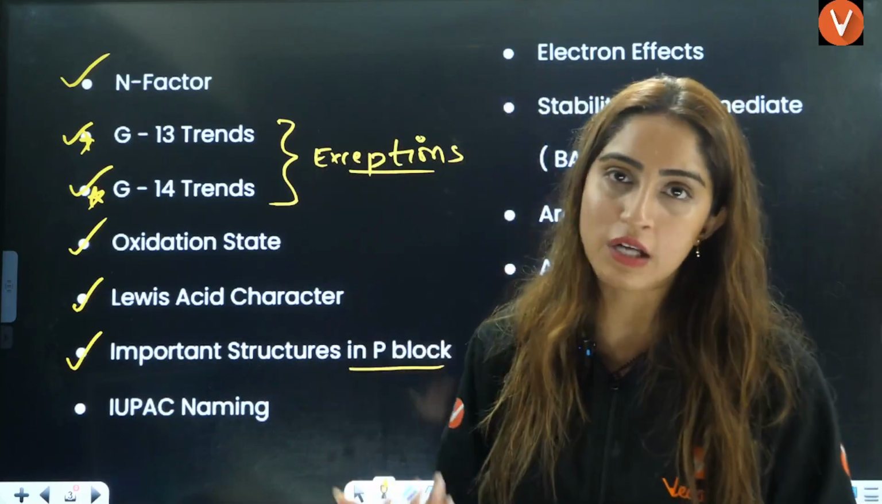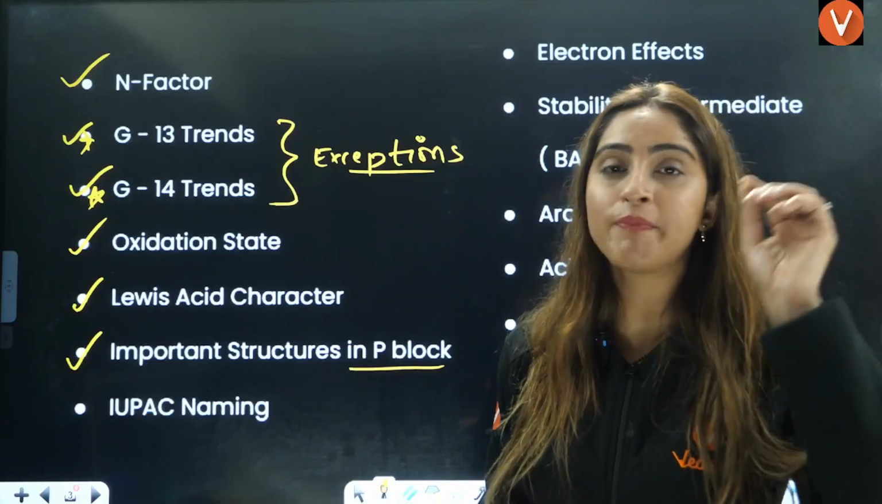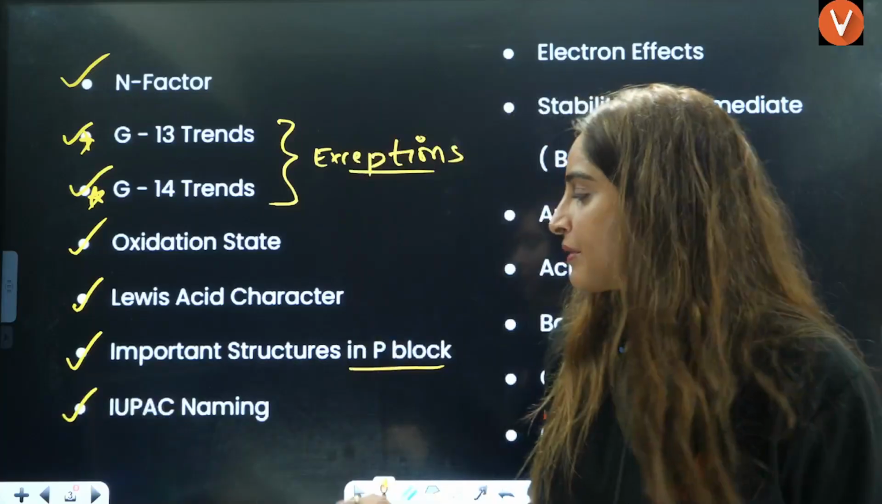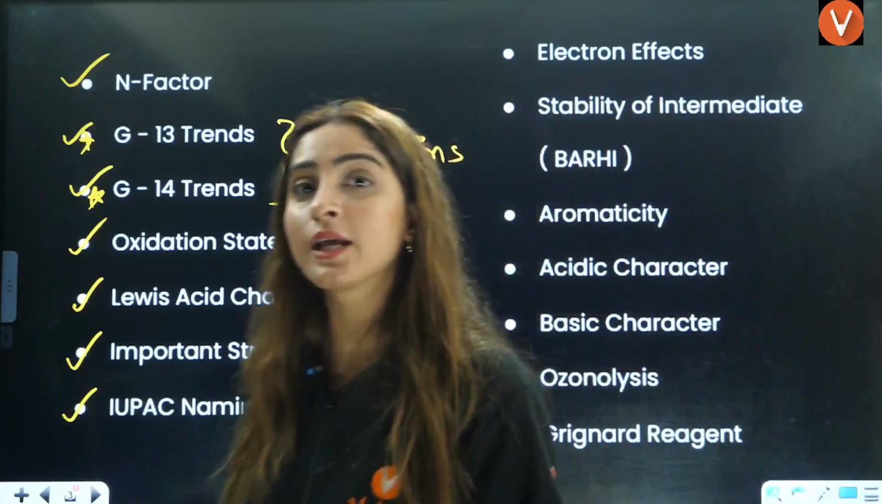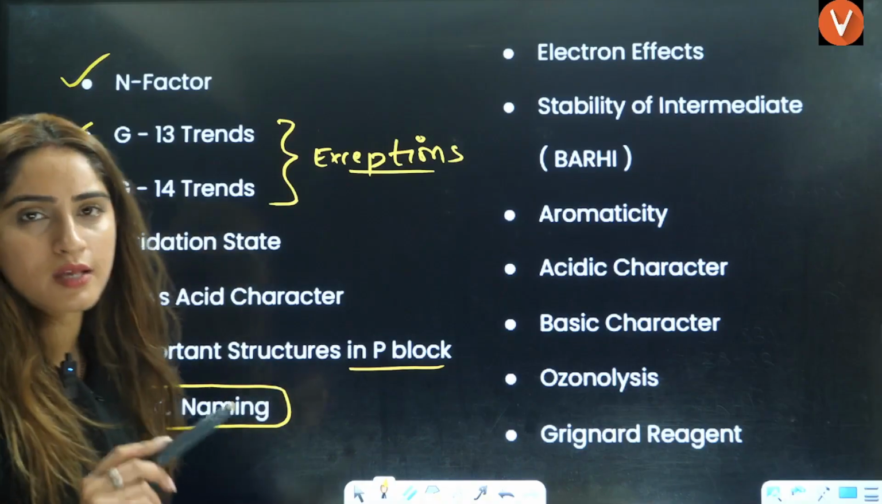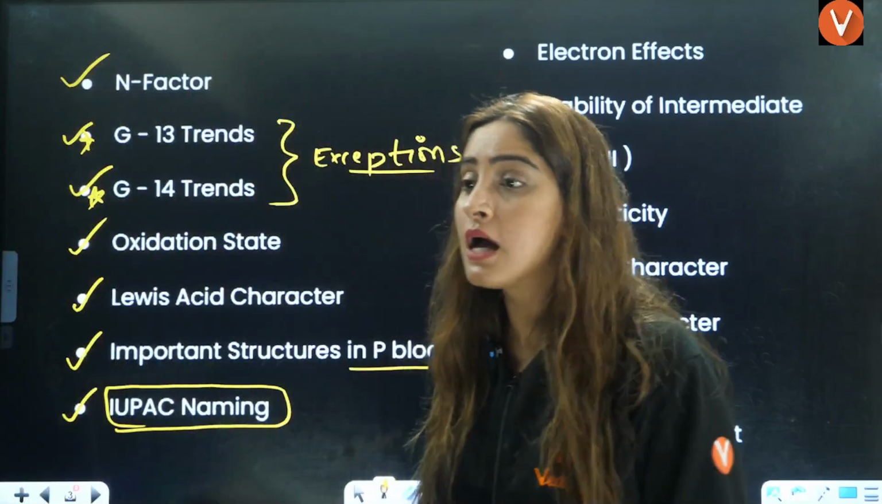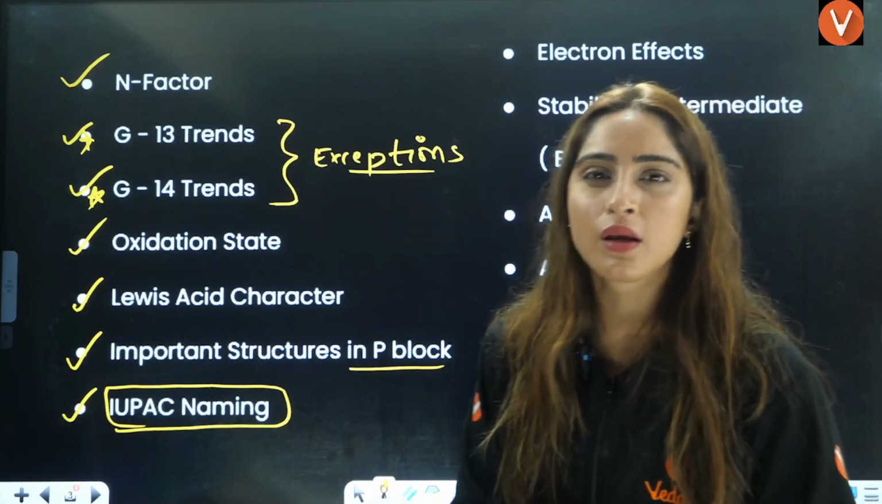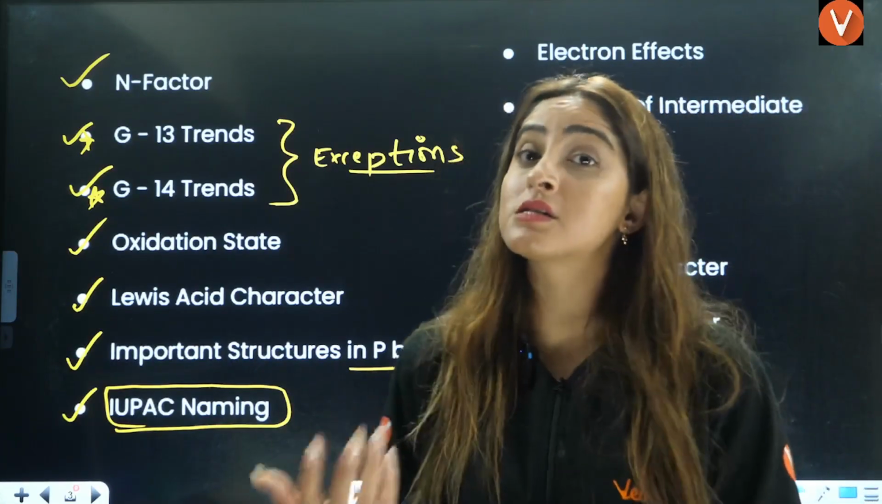So go through those structures which are extremely important, which are mentioned in your NCERT, right? Not out of NCERT. Now, from organic chemistry, you have IUPAC naming. This usually students skip, but sometimes the question is asked based on a mix of IUPAC naming along with other stuff, right?